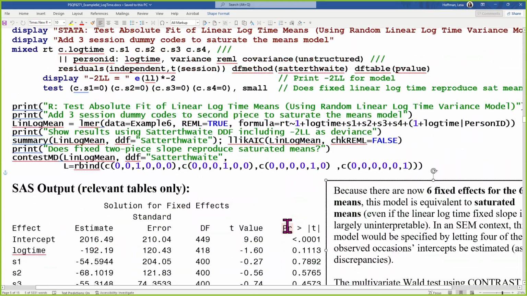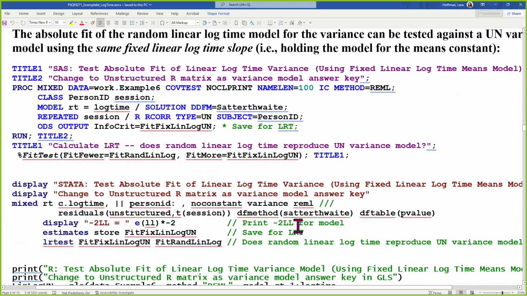So then to answer that question, I am estimating a comparison model that keeps my linear slope for log time in the model for the means, but switches it out for an unstructured R matrix. So this is the best possible model for the variance that I can have, keeping the fixed effects constant. And I want to do a likelihood ratio test to see if my model, which has random effects in it, does as good a job as the perfect model. So we're going for not worse, not significantly worse.